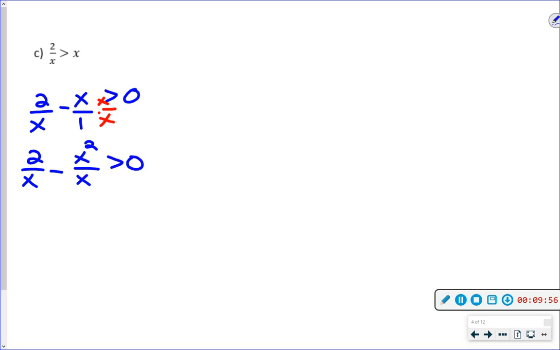So now I can combine this to one lovely fraction. Unfortunately, my like terms on the top, there aren't any. I'm just going to write in 2 minus x squared. So next up, I'm going to get my critical points to put on the number line. I'm going to set the numerator to 0. And of course the denominator.